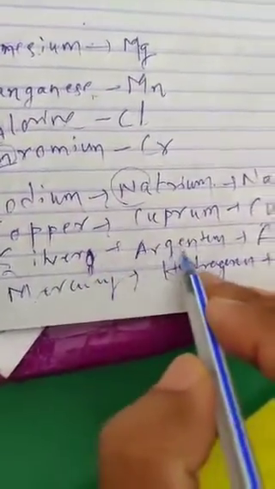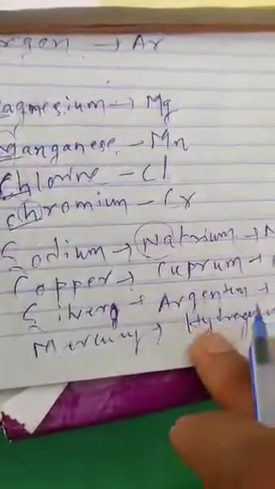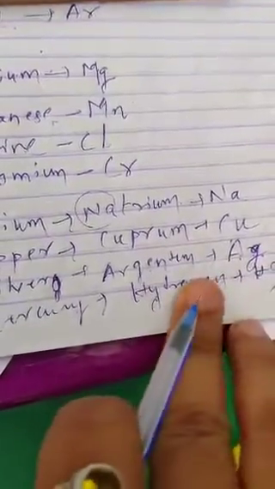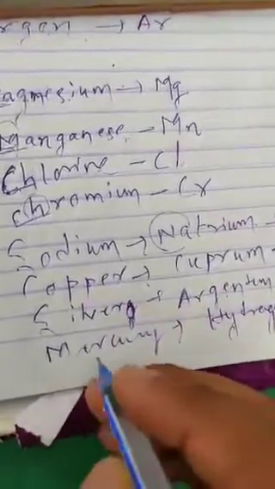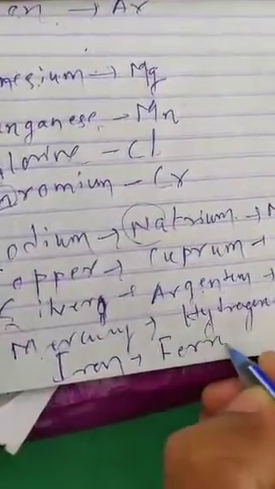Next is silver. The Latin name of silver is argentum. So you write the symbol as Ag. So Ag is the symbol for silver. Next, mercury. The Latin name is hydrargyrum. So you write the symbol as Hg. Similarly, iron. For the element iron, the Latin name is ferrum. So we write the symbol as Fe.